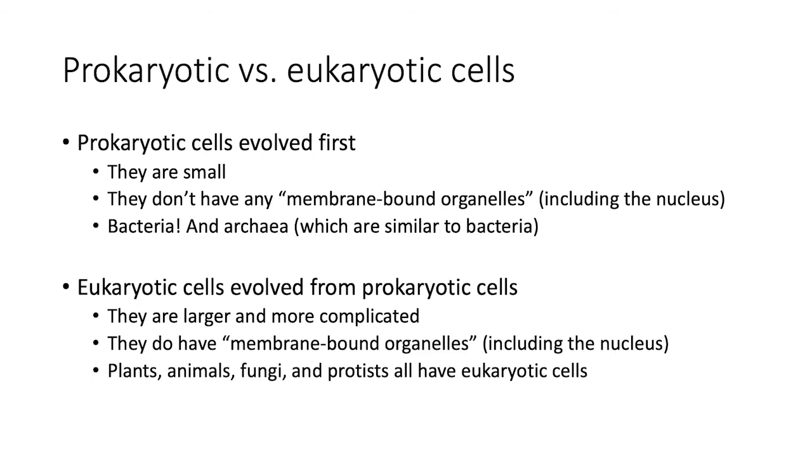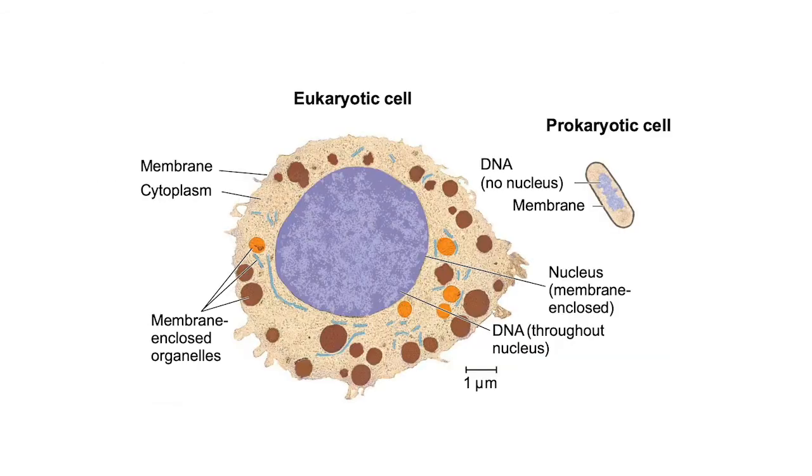So after a lot of years, eukaryotic cells evolved from prokaryotic cells. Eukaryotic cells are larger and more complicated. They have a nucleus. They also have other membrane-bound structures inside of them that do certain jobs. And plants, animals, fungi, and protists all have eukaryotic cells. So your cells are eukaryotic, although you also have a bunch of prokaryotic bacteria in and all over your body.